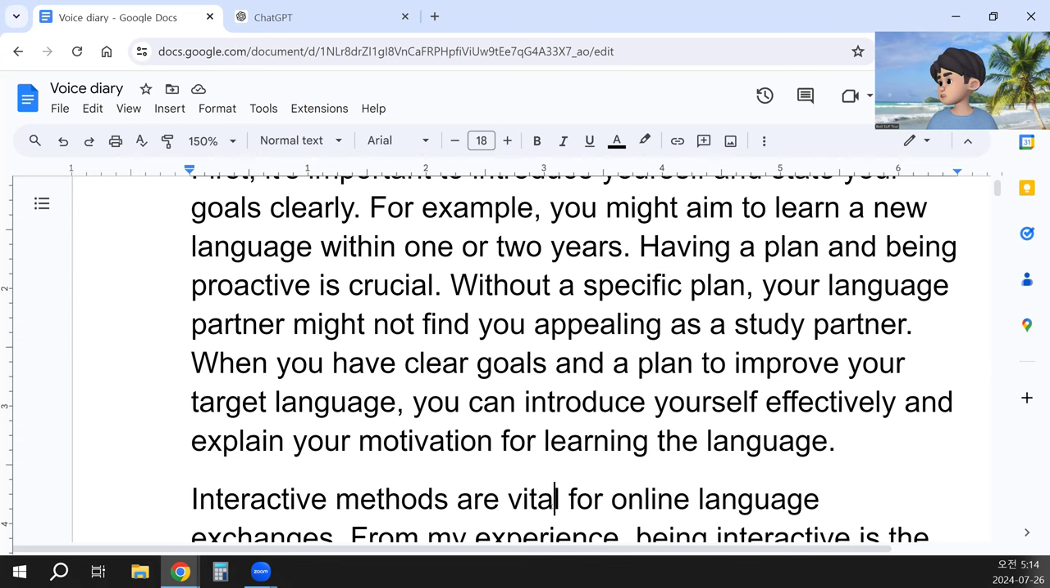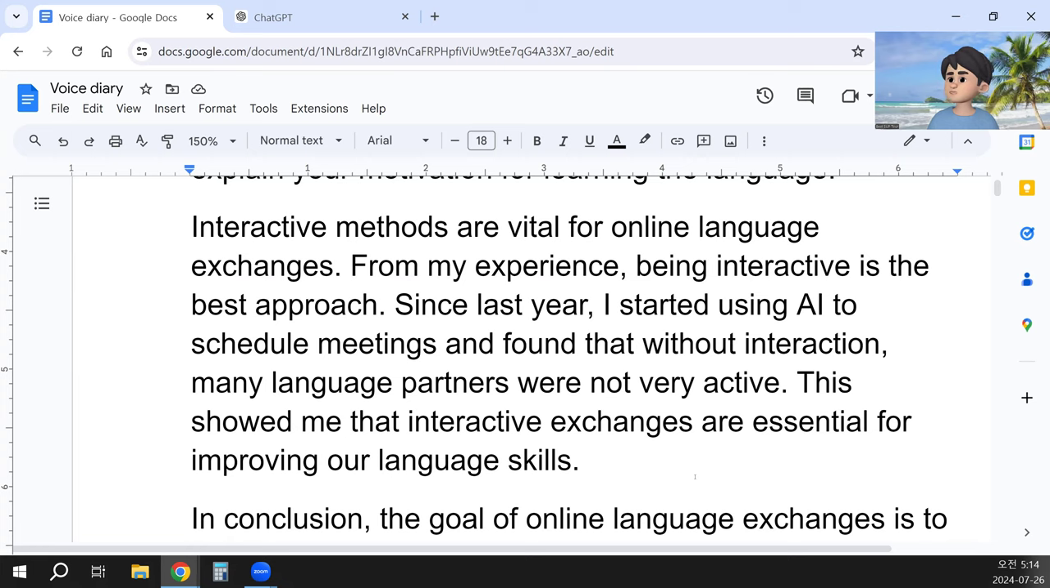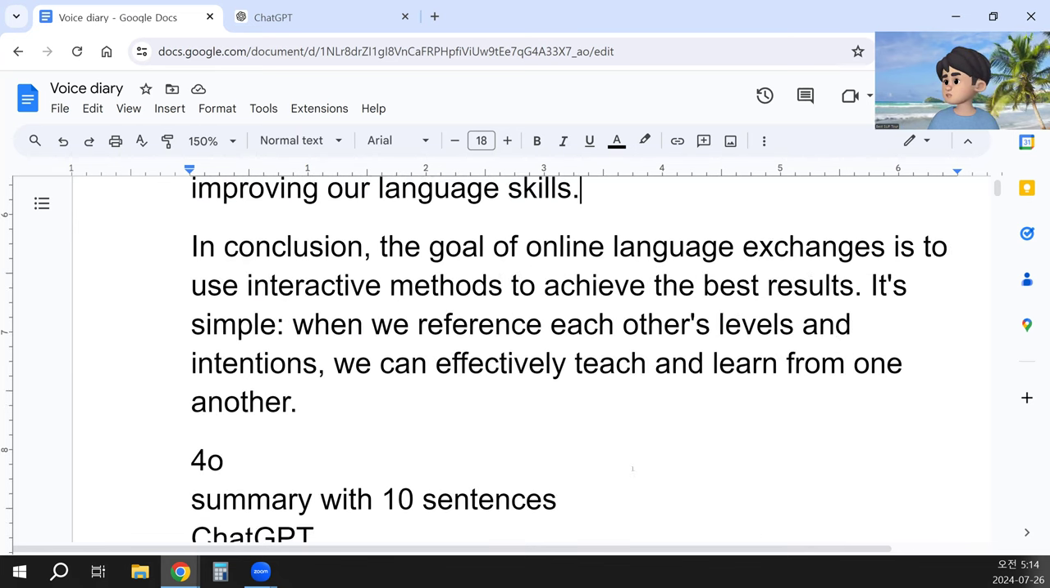Interactive methods are vital for online language exchanges. From my experience, being interactive is the best approach. Since last year, I started using AI to schedule meetings and found that without interaction, many language partners were not very active. This showed me that interactive exchanges are essential for improving our language skills. In conclusion, the goal of online language exchange is simple: to use interactive methods to achieve the best results. When we reference each other's levels and intentions, we can effectively teach and learn from one another.